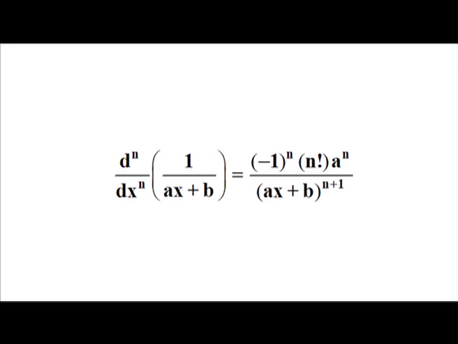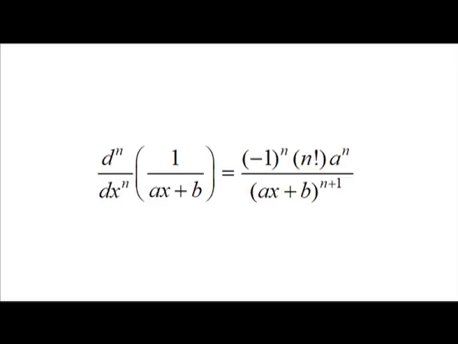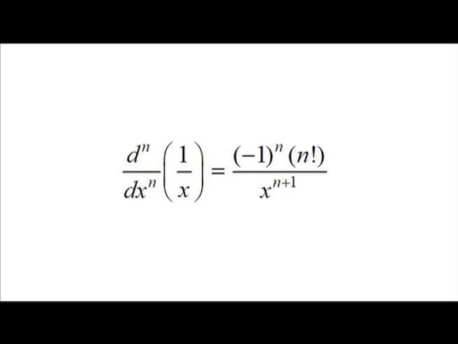To see this, we note that if m equals minus 1, using equation 1, we have yn equal to minus 1 into minus 2 into etc. into minus n into a power n into (ax plus b) all power minus 1 minus n. Hence, the nth derivative of 1 by (ax plus b) equals minus 1 power n into n factorial into a power n, all divided by (ax plus b) all power n plus 1. Putting a equal to 1 and b equal to 0, the above equation gives the nth derivative of 1 divided by x equal to minus 1 power n into n factorial divided by x power n plus 1.